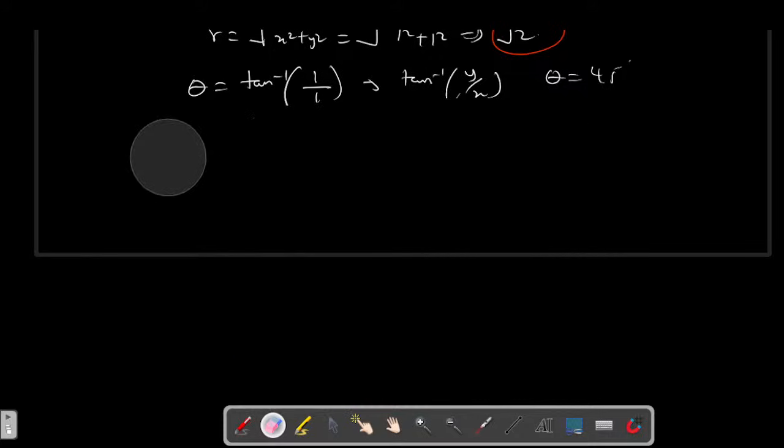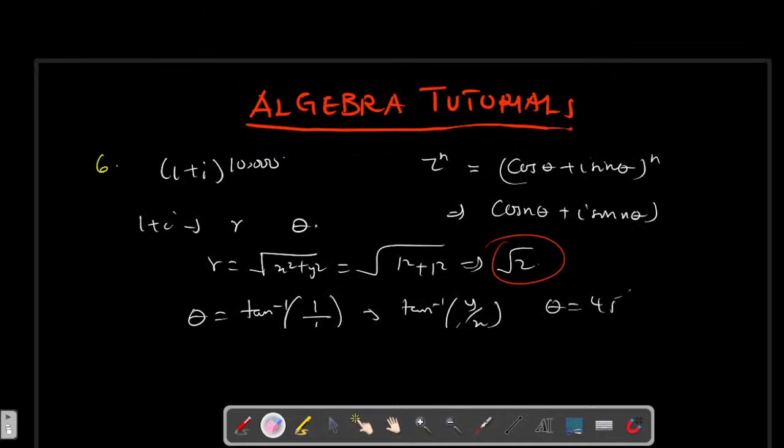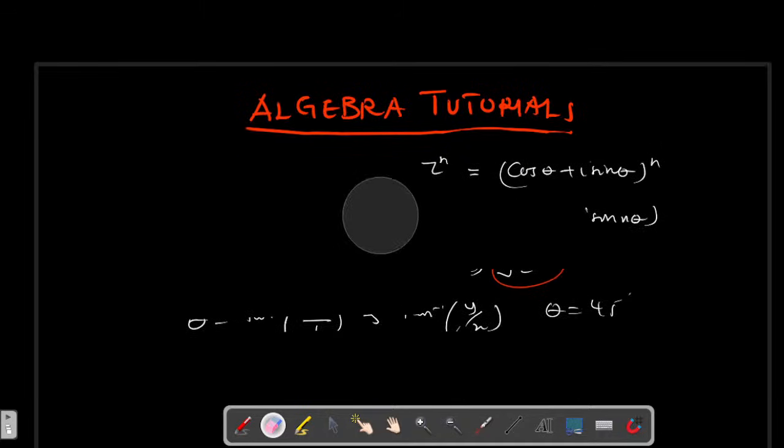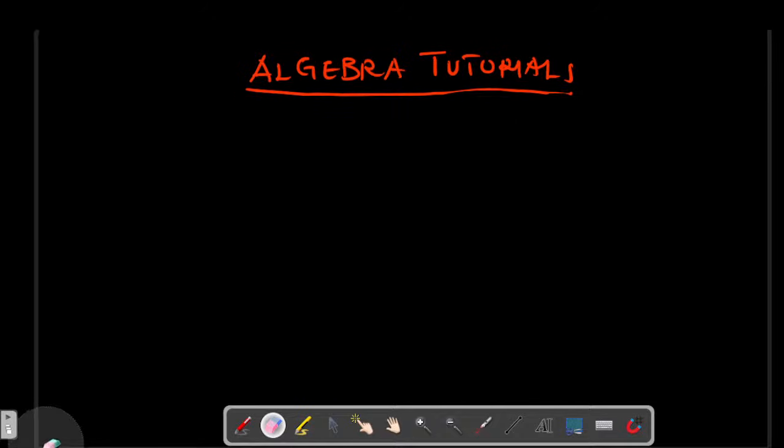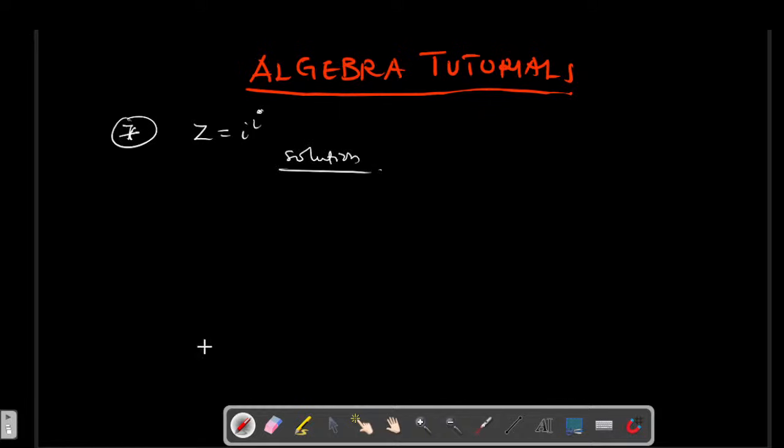So for our next problem, still on complex numbers, let's solve more interesting problems. You're going to have this question. Let's solve our 7th question. We have z is equal to I to the power I. Let's solve a logarithmic problem. Solution: we've been asked to find I to the power I.